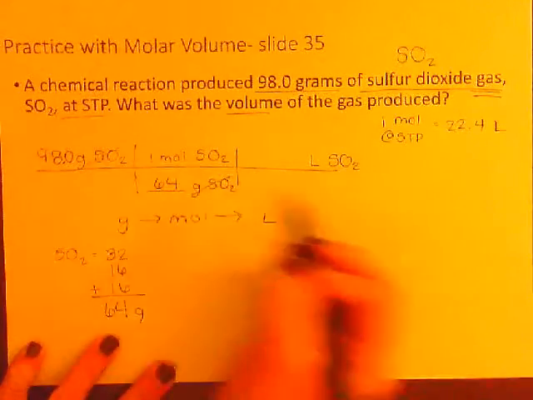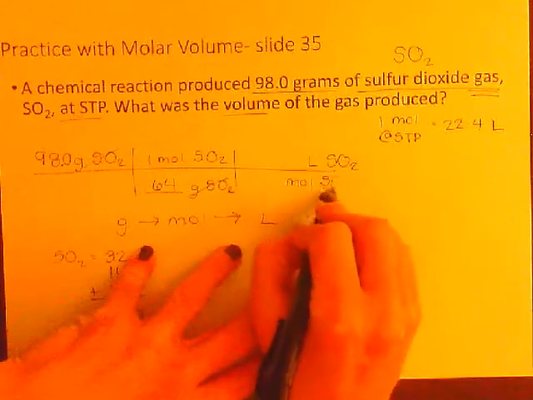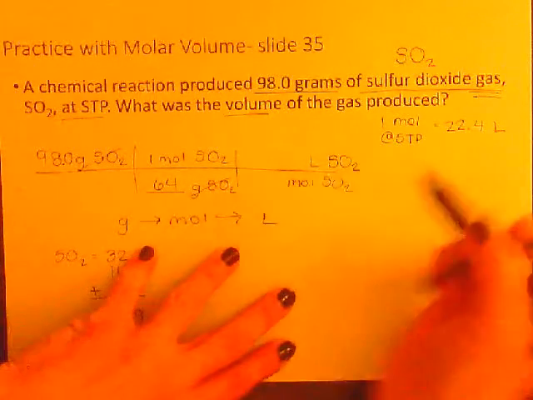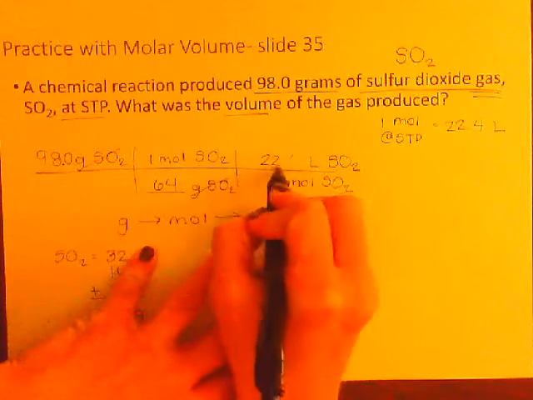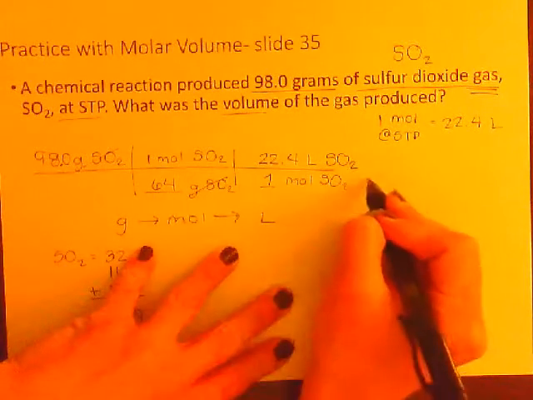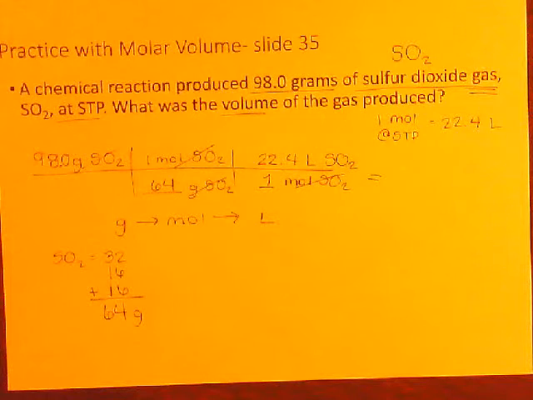So now grams of SO2 is canceled out, and we want to drop down moles of SO2. And look what we have here. What's that relationship we've been talking about the past 2 slides? We know that 22.4 liters of sulfur dioxide represents 1 mole. And once again, your moles of SO2 cancel out, and you're left with liters of sulfur dioxide. And now let's go ahead and multiply straight across and then divide by the bottom.